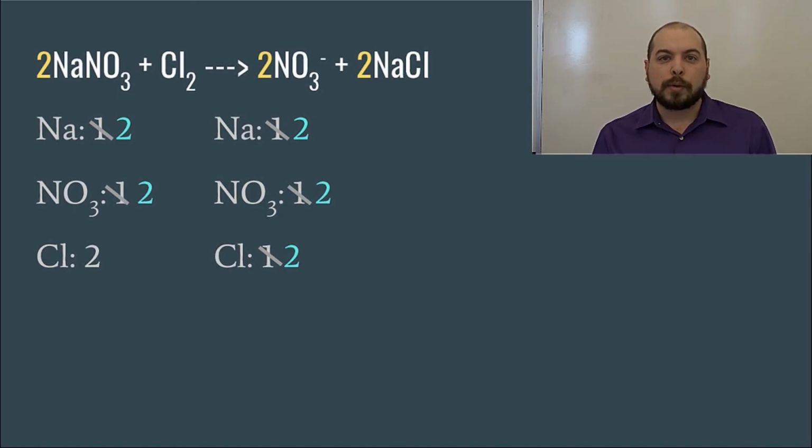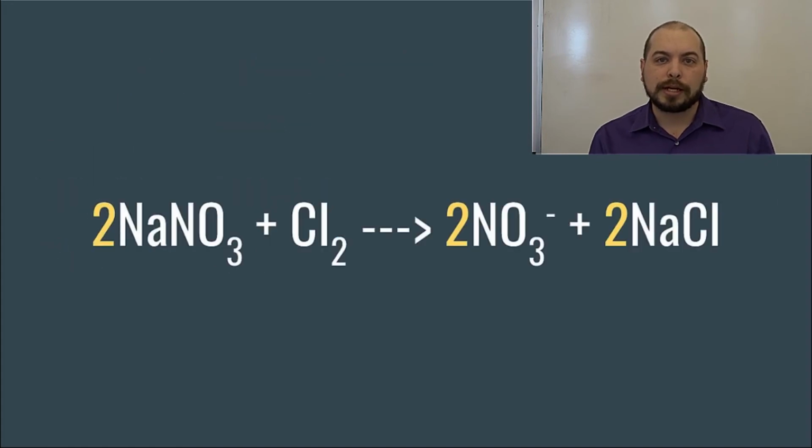As you can see, what we did was we started first with the element that is unbalanced. If you have multiple elements that are unbalanced, the trick is to start with an element that's only in one reactant and one product. You want to avoid starting with the ones that are in 2 reactants or 2 products. So our balanced chemical equation is 2 sodium nitrates plus chlorine gas react to yield 2 nitrate ions, 2 sodium chlorides.